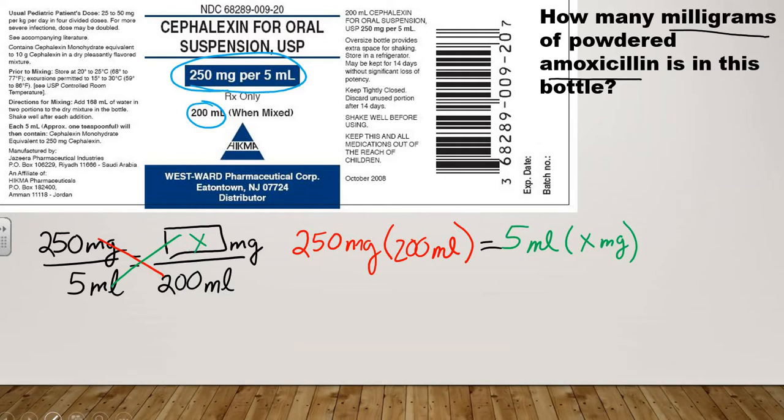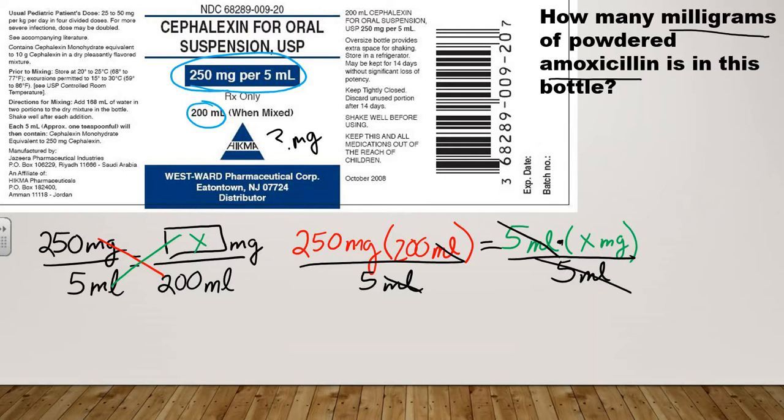Okay, now we're calculating how much powdered medication is in this bottle. How many milligrams of medication? Okay, we want to get x by itself, so the opposite of timesing is dividing. So I'm going to divide by, technically I'm dividing by 5 milliliters, just 5 if you want. 5 milliliters. The milliliters cancel. Okay, so here's your numbers.